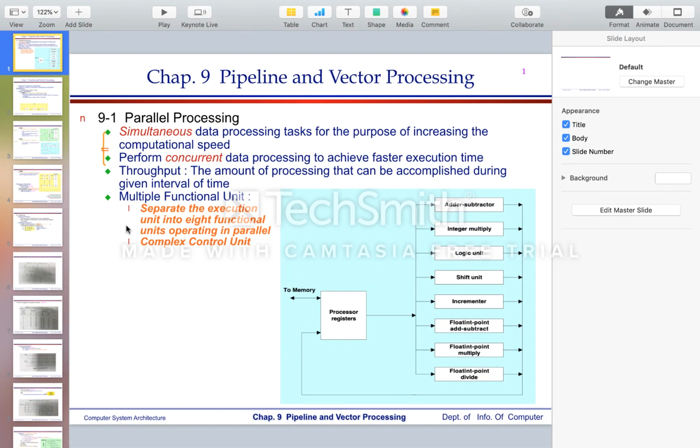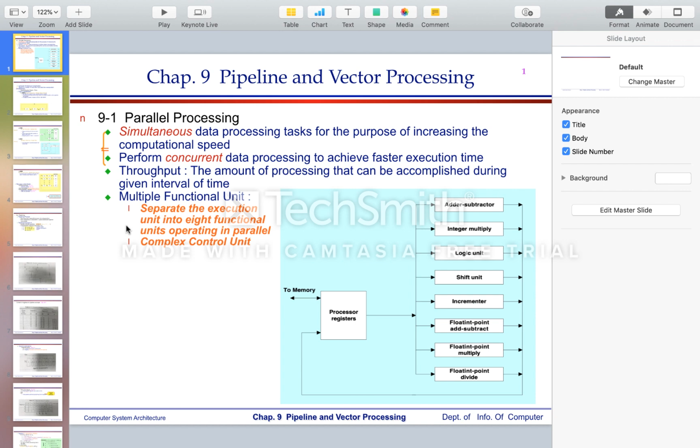In today's lecture, we will discuss parallel processing, pipelining, and arithmetic pipelining. So first of all, what is the meaning of parallel processing? Parallel processing is a term which denotes techniques that require simultaneous data processing tasks. Now the advantage of a parallel processing system is the computational speed of the system.